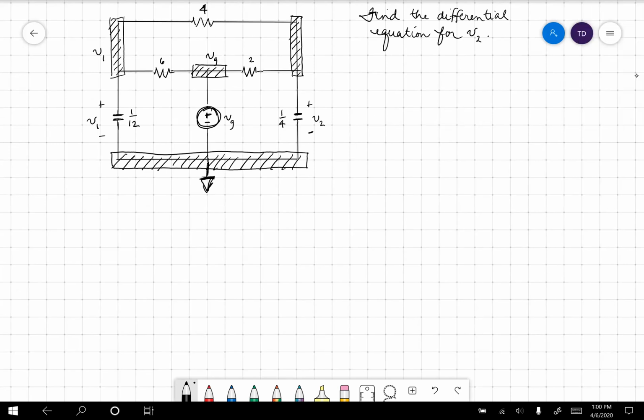So let's take a look at this circuit here. V1 and V2 are two voltages, so we're going to write the two node voltage equations. Obviously, this here is our supernode. Because the supernode is connected to ground, we don't have to write an equation at that node. That's great. So all we need are two equations.